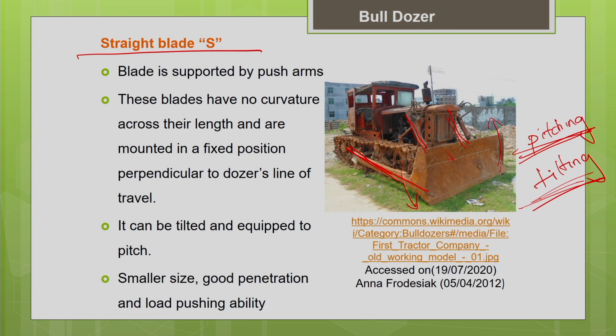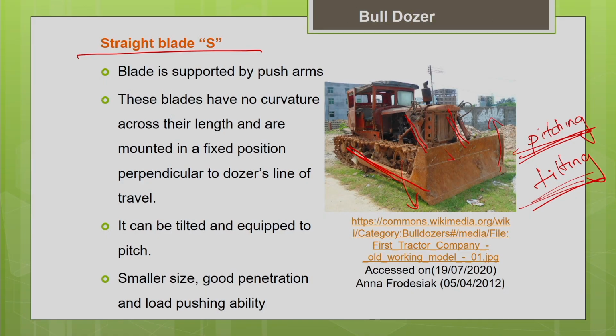Another important thing to note is that most of the bulldozer blades have a curvature in the vertical plane, like this. You can see it in this picture also. What is the main purpose of the curvature? You want to push the material, so the material should roll in front of the blade. To facilitate the rolling effect, we have this curvature, so that the material can easily roll.